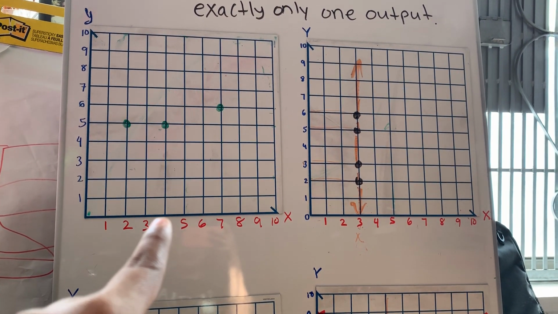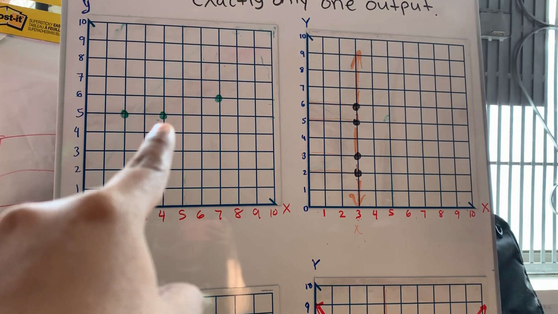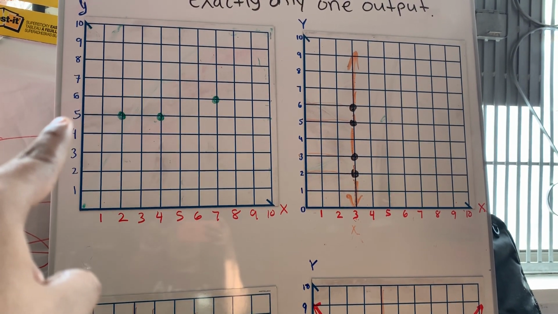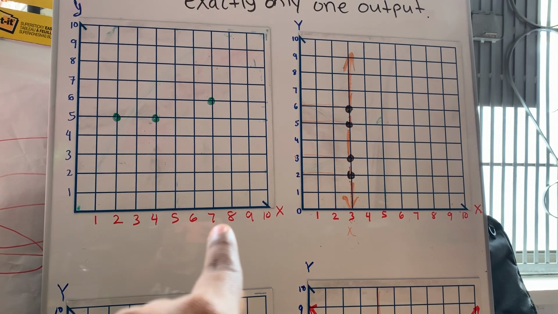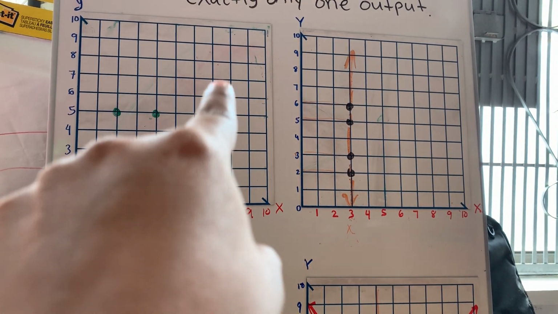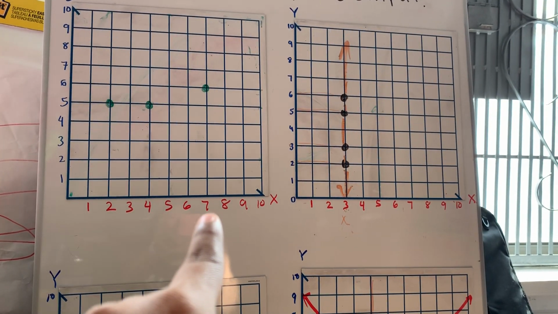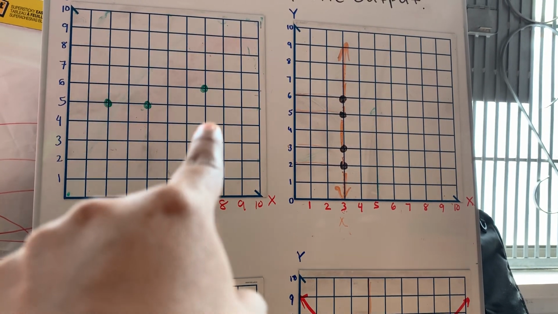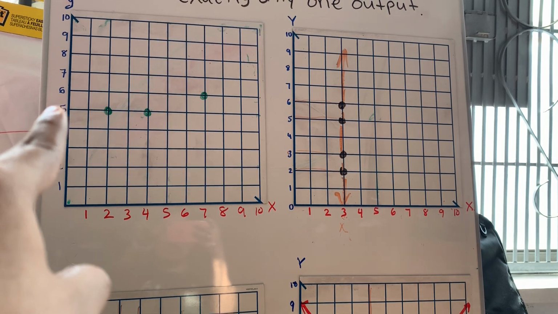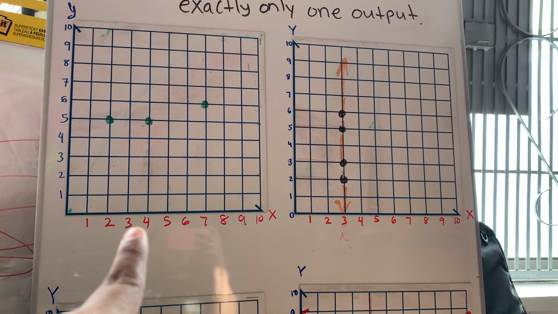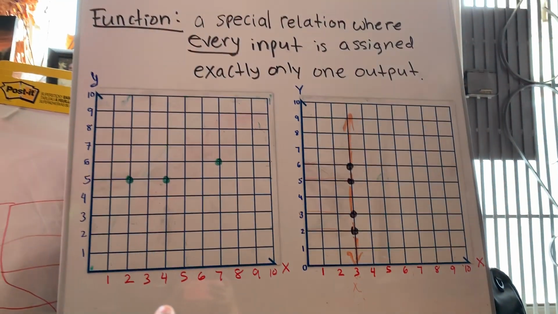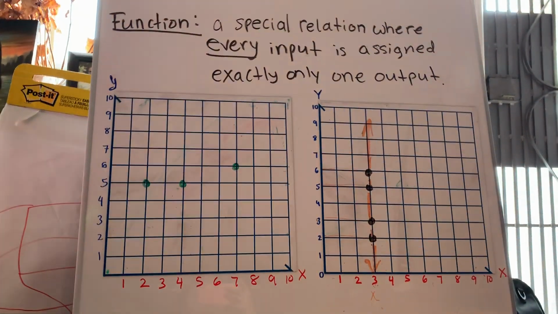Input 4 has just 1 dot, which means it's assigned 1 output, which is 5. Input 7 also has 1 dot on that line right here for input 7, which means input 7 is assigned 1 output, which is 6. Hence, this first relation is a function because every input is assigned exactly 1 output.